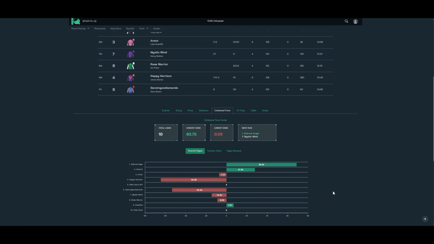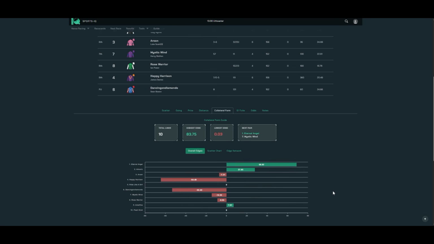Whenever you see that kind of gap, you want to understand whether it's backed up elsewhere or whether it's simply one huge piece of form pulling the rating upwards. Further down, things become much less convincing. Archon sits only slightly negative, suggesting he's competitive but hasn't quite built enough positive collateral evidence.